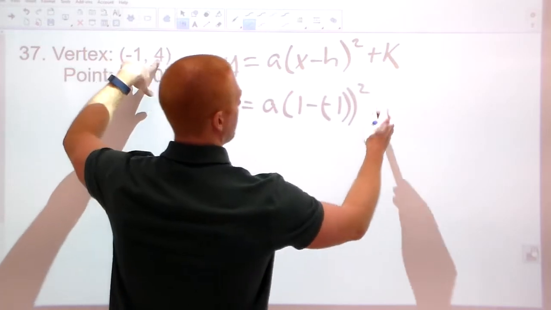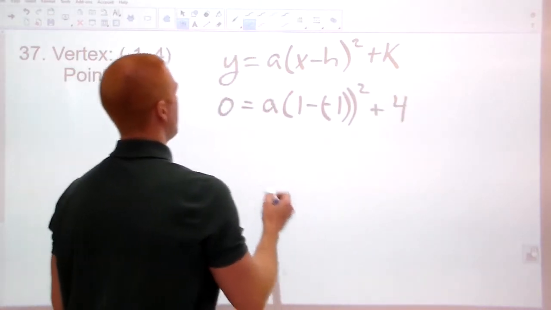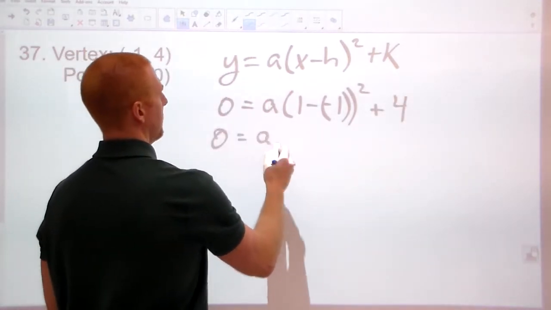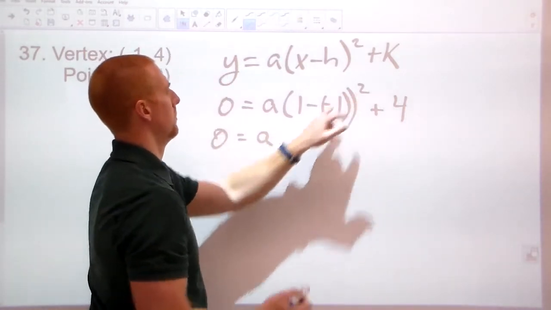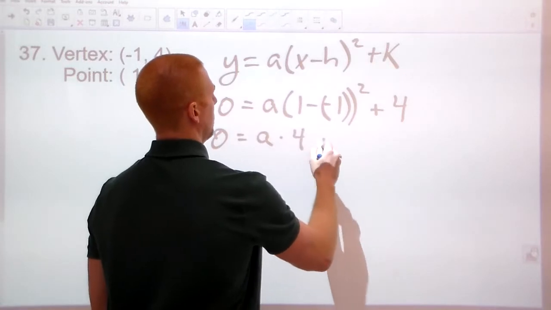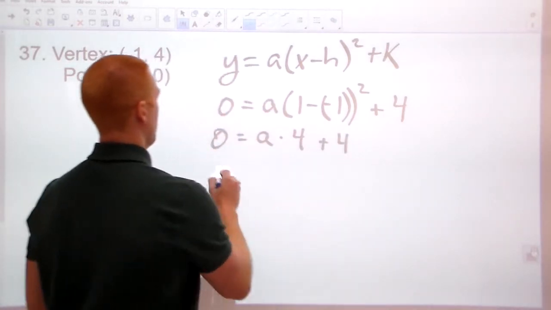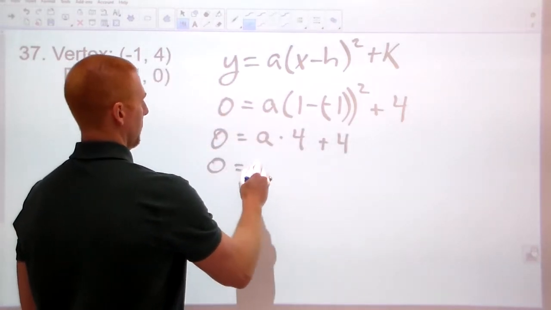And k is 4. Let's see what we got. a times, now that's going to be 1 plus 1 really, so 2. 2 squared is going to be 4. All right, so make it look a little cleaner.